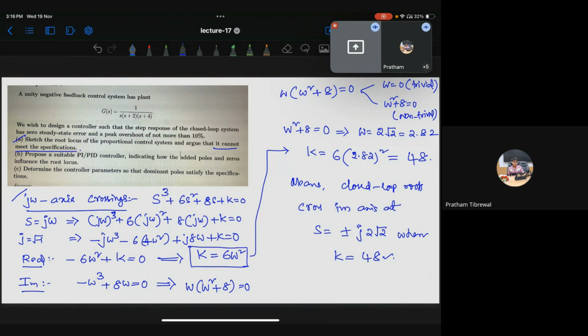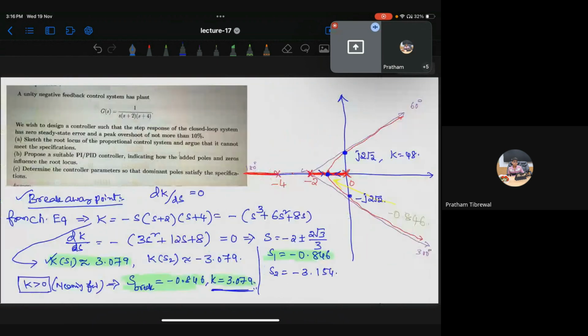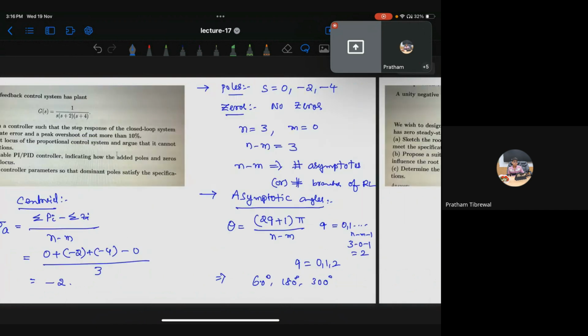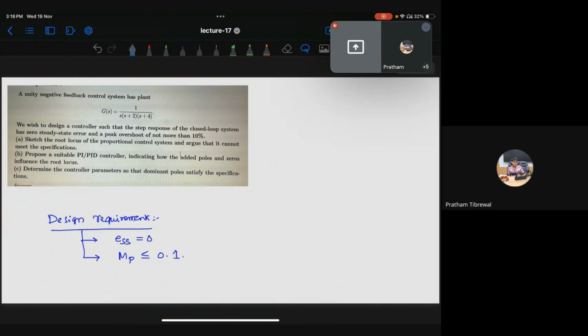Now what are the specifications we have? We have already listed them out. The design specifications are these two: the steady state error should be 0 and the peak overshoot must be less than 10%. So look at our first question. With the proportional controller, we need to check whether it satisfies these design specifications or requirements or not.